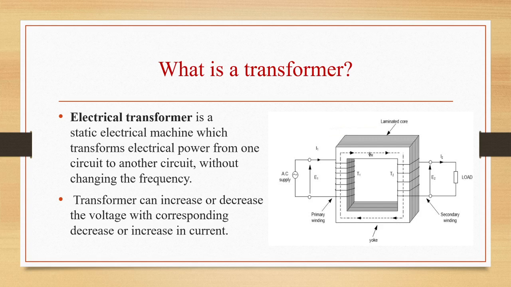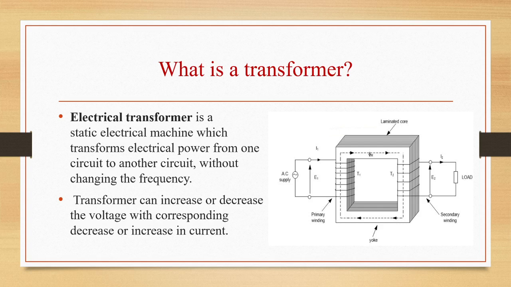And according to Faraday's law of electromagnetic induction, the EMF generated in the primary winding is E1 equals minus N1 d phi by dt, and E2 equals minus N2 d phi by dt. E1 and E2 depend upon the number of turns on the primary and secondary windings. If N2 is greater than N1, then E2 is greater than E1, or V2 is greater than V1, and it is a step-up transformer. If N2 is less than N1, E2 is less than E1, or V2 is less than V1, and it is a step-down transformer.